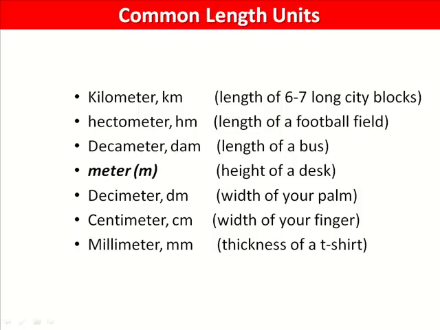The most popular metric units of measurement are shown here. Each metric unit can be written with a unit abbreviation. Beside each unit is an example of objects with approximately the measure of each unit. For example, 1 kilometer is approximately the length of 6 or 7 long city blocks, and 1 hectometer is about the length of a football field. Take a second to become familiar with each unit's abbreviation and how big each unit is.